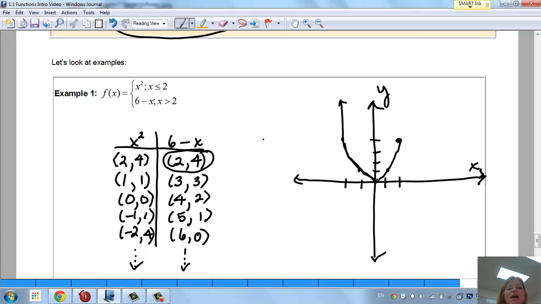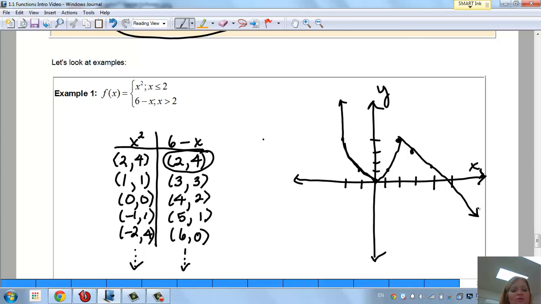The next piece, I have the point 2, 4 that's not really there, okay? But it is because it shows here, but it's an open circle for this part, so it's nice. It's the same point for both. So then I have 3, 3, 4, 2, 5, 1, and it kind of goes like this. This is a sketch down to 6, 0. So that's what the piecewise function looks like. It's part of a parabola and part of a line.